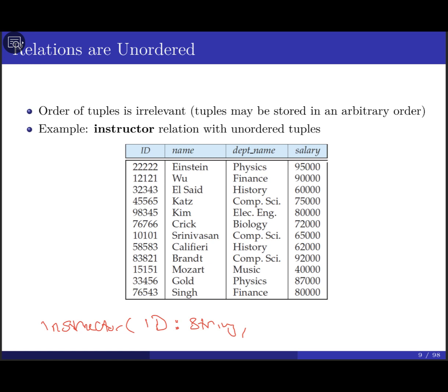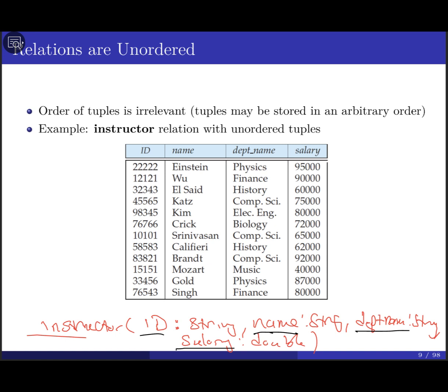Of course, we're going to use char or varchar, but we're going to cover this later. For example, name, you say string, and department name, string, and the salary. Let's say I'm going to use double. Of course, we're going to use different data types, but assume this is the schema. For simplicity, we can just list the attributes without mentioning the data type for each attribute. That's the schema for this relation.